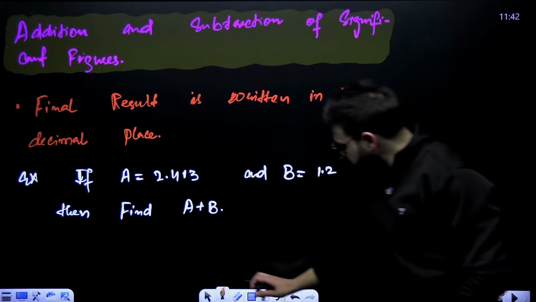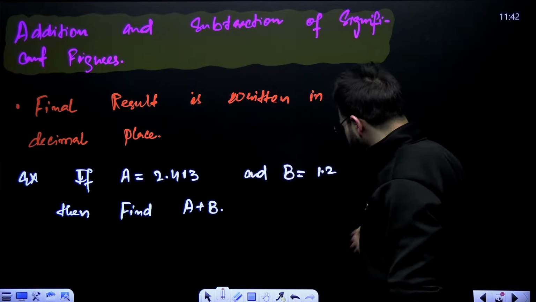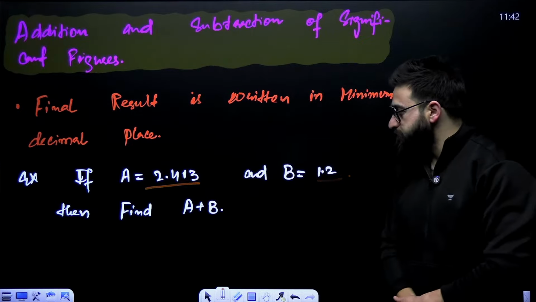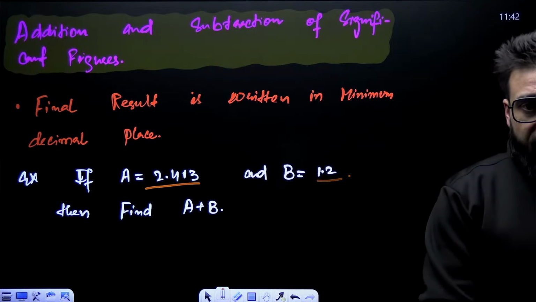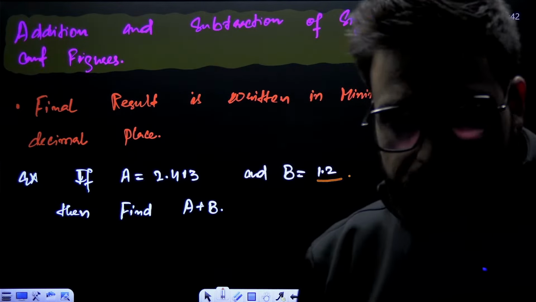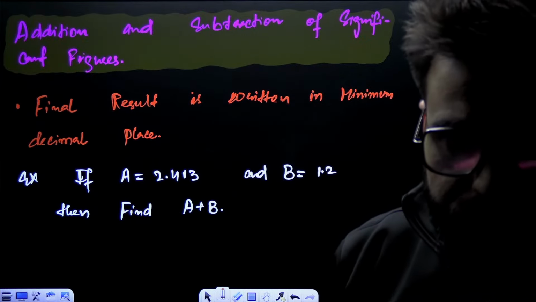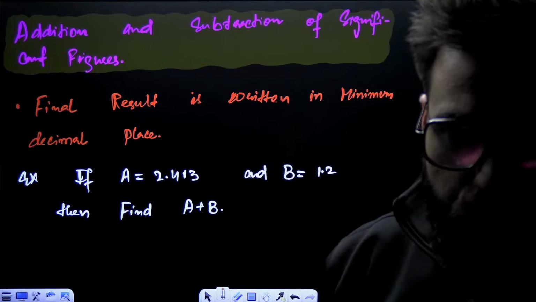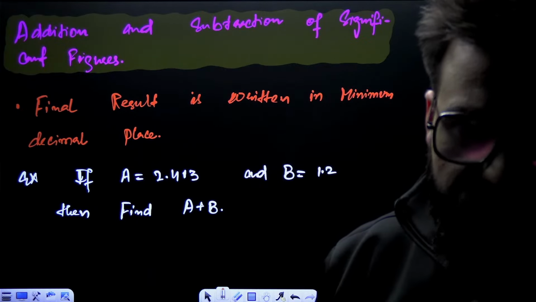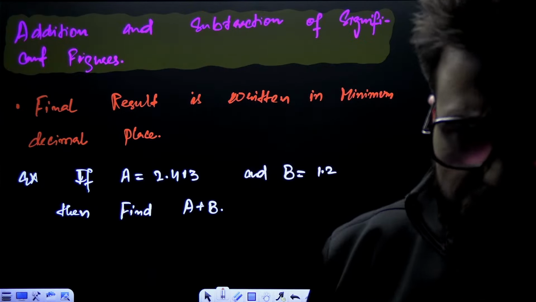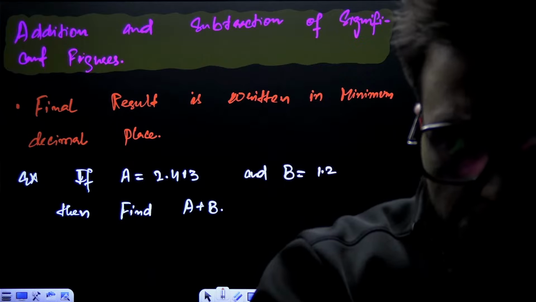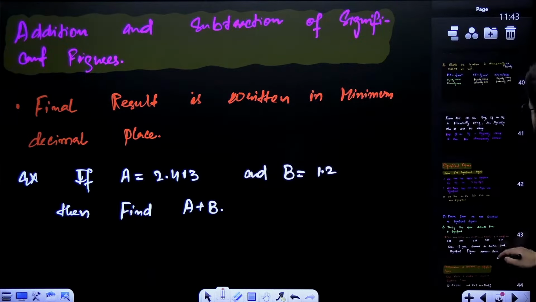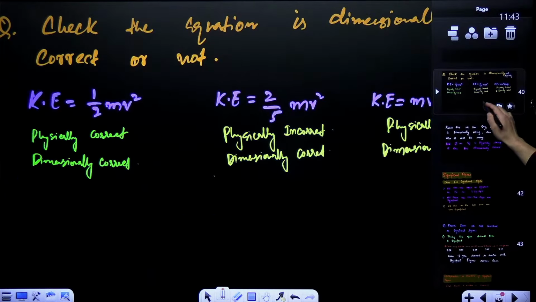If you have a number over here, that is 25.413 plus 1.2, and I am asking you, guys, how come 2 by 3 mv square is physically correct? It is physically incorrect. Who told you it is physically correct? Did I mention it is physically correct? I said it's physically incorrect.